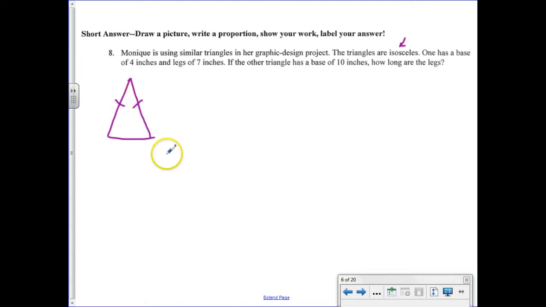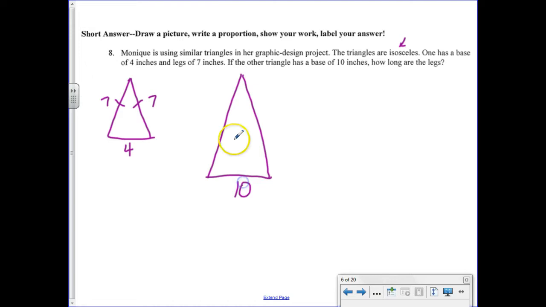Isosceles means 2 of the sides are equal. Okay, on this one, the base is 4, and it says the legs are 7, so it would look like this. The other triangle is bigger, and it says this happens to have a base of 10. These guys, yes indeed, are similar, and it's saying how long are the legs?